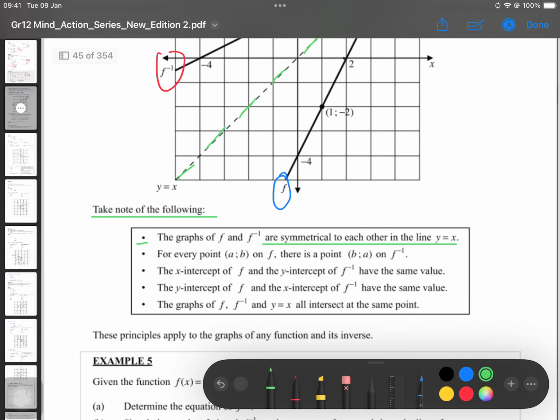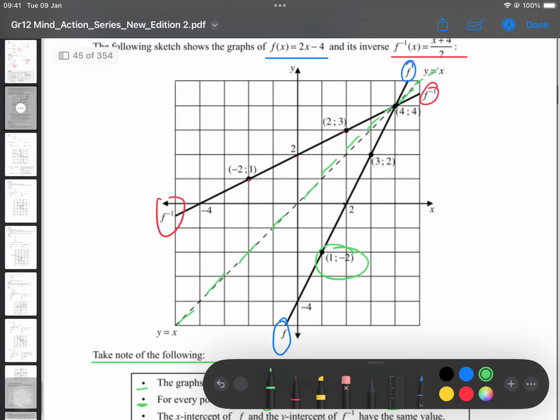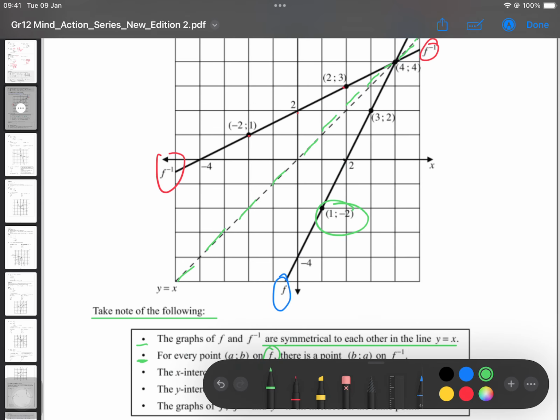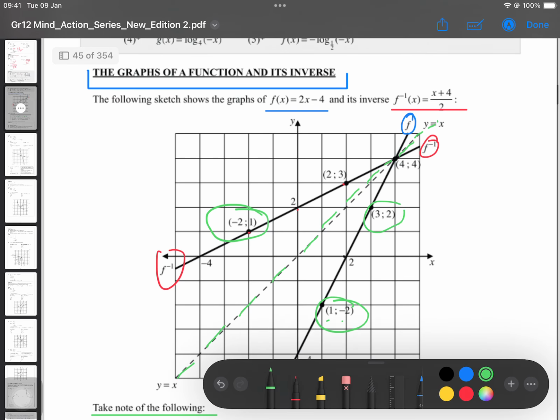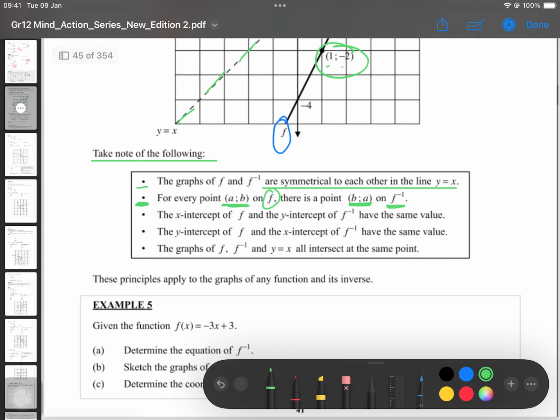Point number two, for every point A is to B, there's a point B is to A on the inverse. So on the original, if you have A is to B, in the inverse you have B is to A. Here's one point on the original. On the inverse, it swaps. So it's 1 is to negative 2, and on the inverse it becomes negative 2 is to 1. 3 is to 2 becomes 2 is to 3. So that's what they mean with the second point.